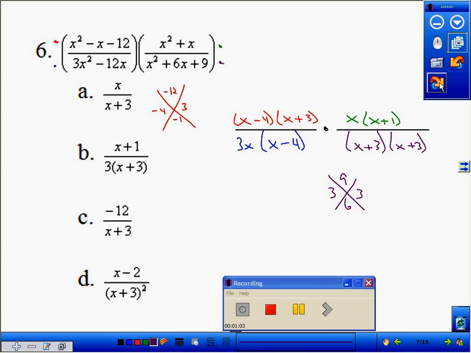Start canceling things. X plus 3 cancels with x plus 3, and x minus 4 cancels with x minus 4, and finally x cancels with x. So we're left with x plus 1 on top, and 3x plus 3 on bottom, which is B.